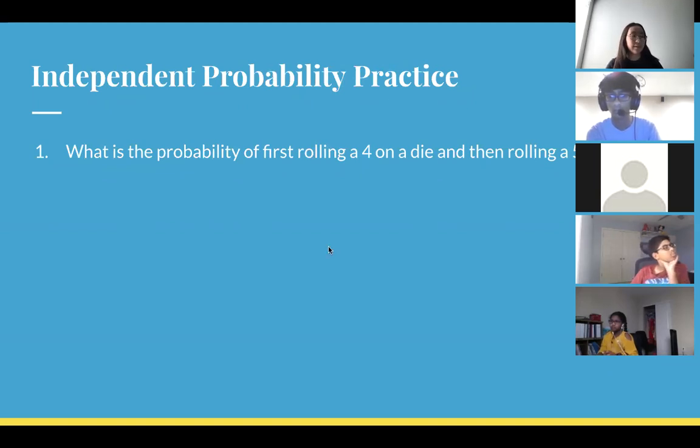Okay, so the correct answer here is 1/36. We have 2 different events here, rolling a 4 and rolling a 5. So you have to find the probability of rolling a 4 on a die. Since there are 6 different numbers on the die and only one of them is your desired outcome, that's 1/6. Then the chance of rolling a 5 is the same thing, also 1/6. And since this is independent probability, you multiply the probabilities together to get 1/6 times 1/6 equals 1/36.